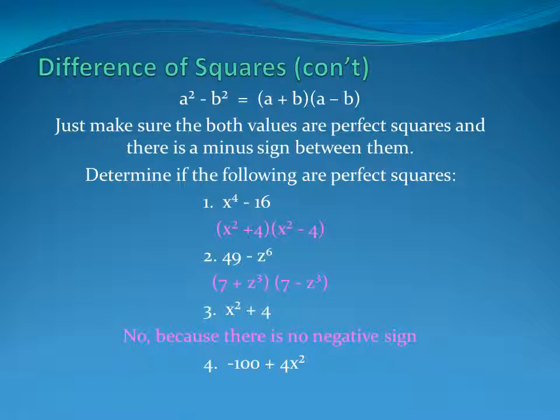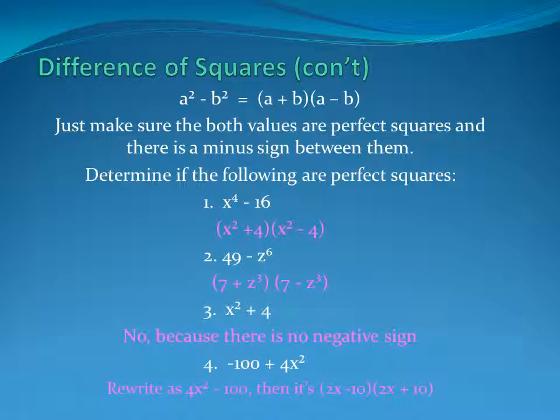Okay, this one is a little trickier. It is a perfect square, but you had to rearrange the order of it. So if you put the 4x squared first minus the 100, then it's a perfect square, and it would be the sum of 2x plus 10 times the difference of 2x minus 10.